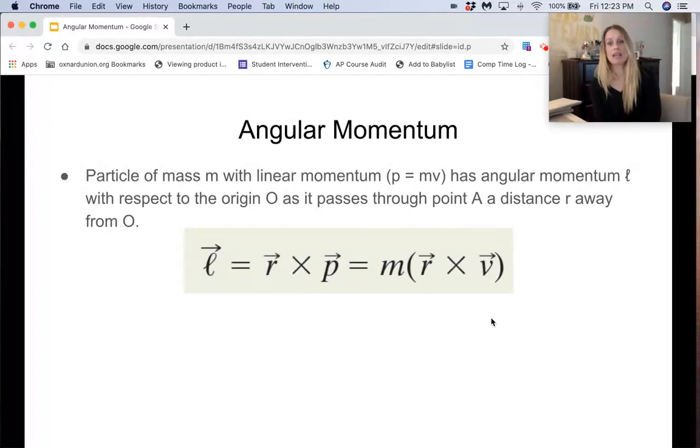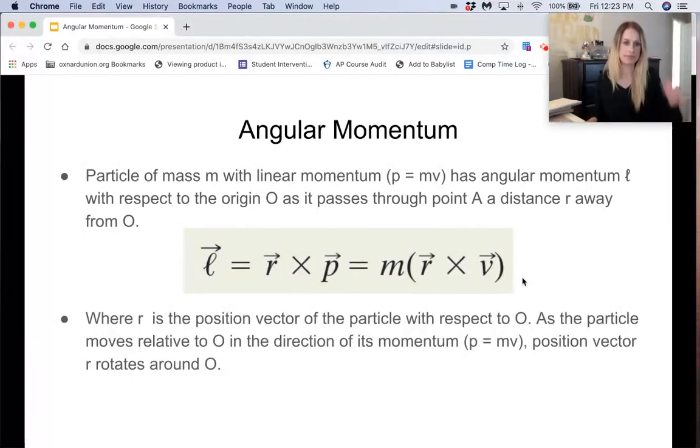Now, of course, because velocity is a vector, we can factor out a mass term here because p is mass times velocity. Mass we're factoring out here to show you that the cross product really is r cross v here. So this is our equation for angular momentum.